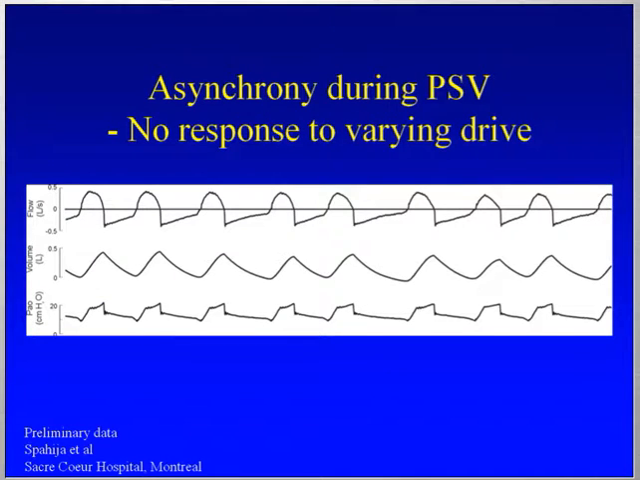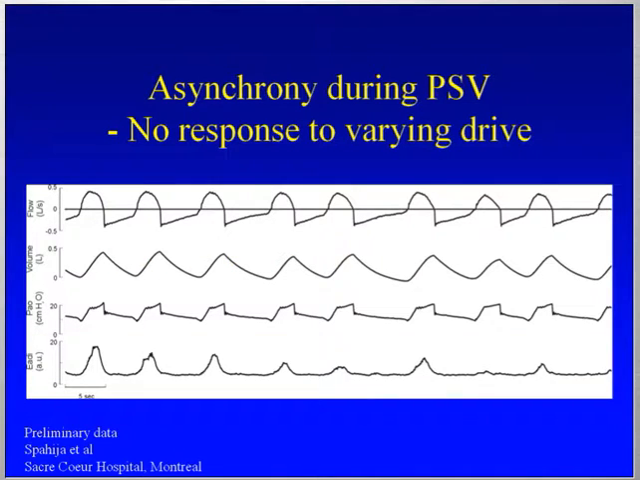I'm going to introduce to you now another type of asynchrony that a lot of people aren't aware of. So besides the timing issues and the wasted efforts, you also have asynchrony when you have changes in respiratory drive and the ventilator does not respond. These data are taken from a colleague of ours in Montreal who is studying diaphragm activation during different modes of ventilation. We have flow, volume, and airway pressure. It's a COPD patient, and you can see that things look okay.